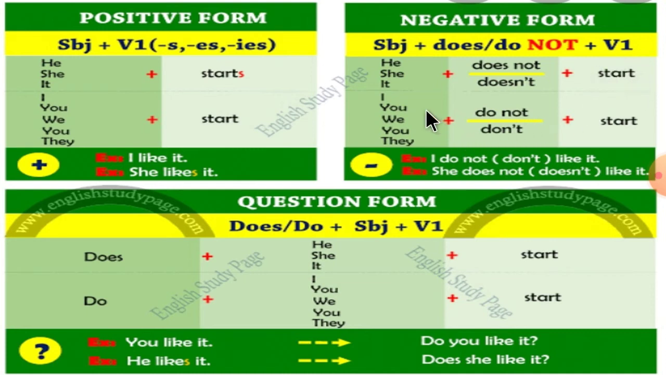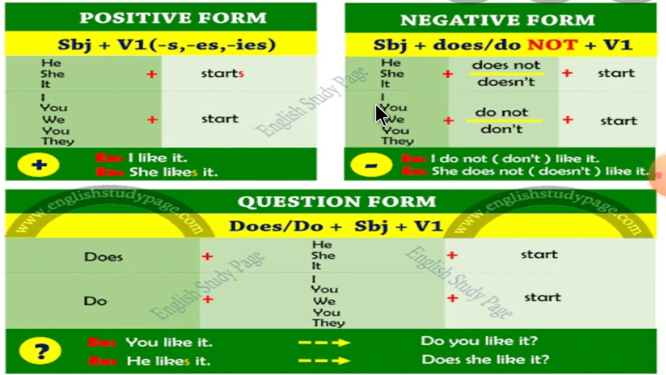Okay. Then the next is I, you, we, you or they. When you are making a negative sentence with I, you, we, you or they, you have to use do not or don't. Don't is the short form of do not, plus verb. So same here, you don't need to add anything in the verb. The verb will remain as it is.